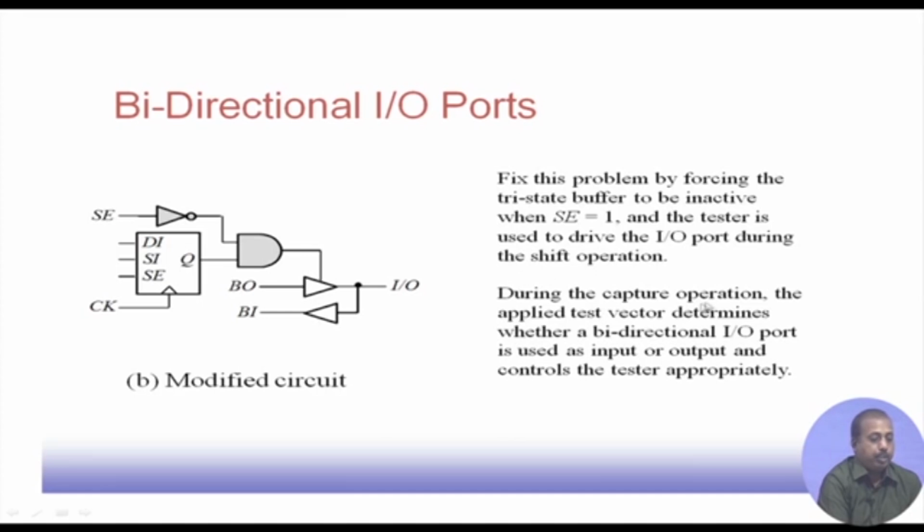So, during the capture operation, the applied test vector will determine whether a bidirectional IO is used as input or output, and it controls the tester appropriately. So, that is the scan shifting time, or the scan enable time, but when it is actually the capture cycle, then of course this is 0. So, this is 1. So, it depends on this Q setting, and that is actually decided by the combinational logic coming through this DI input. This Q is set. So, if this Q is 1, then this buffer may be enabled. As a result, whatever is the BO value will come to the IO, and that in turn will go to the tester as the response pattern. So, that can happen.